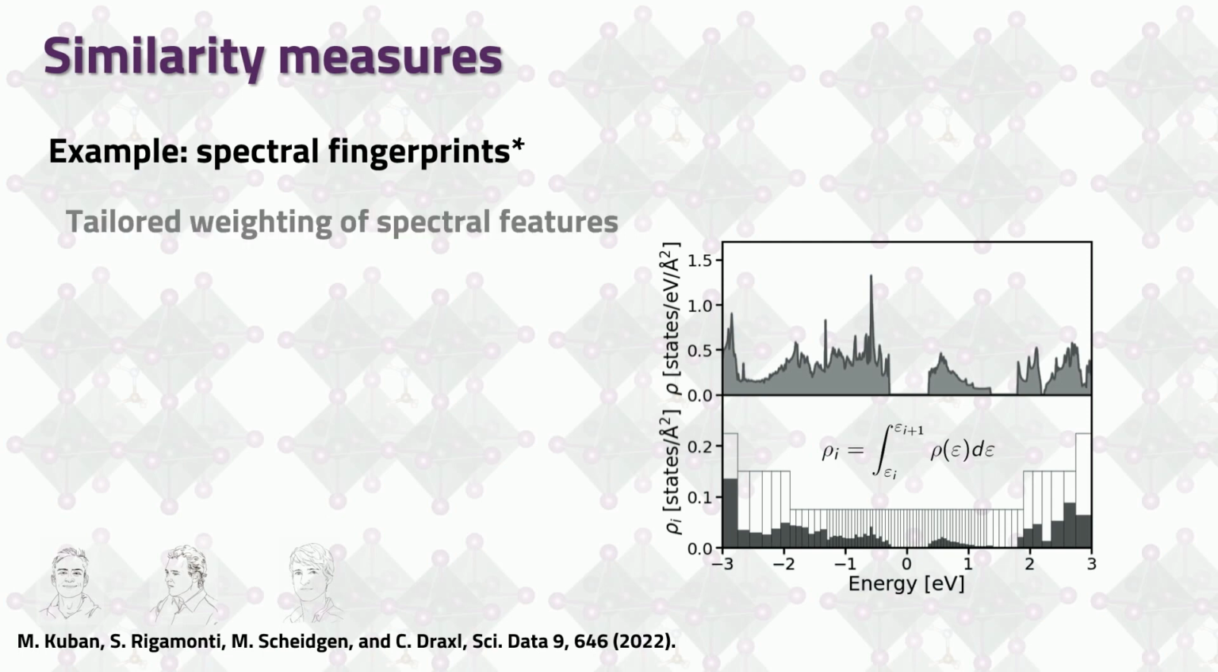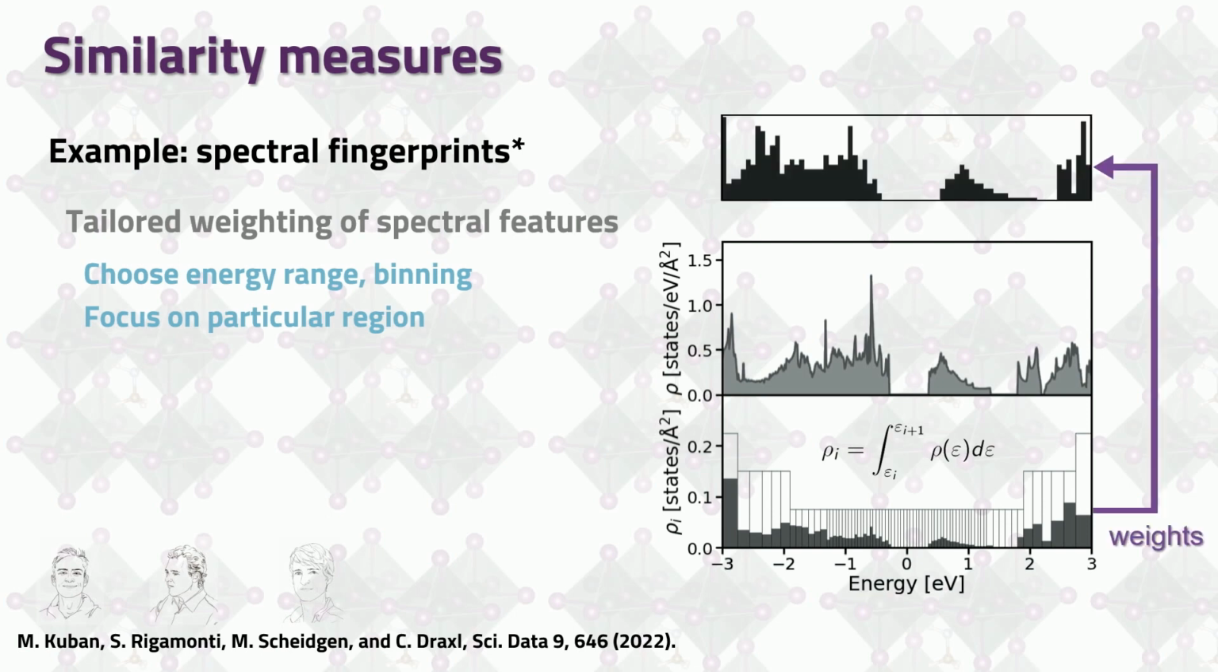And of course, you can tailor this fingerprint because you may want to weight, for instance, this region more intensively than others. So you can use non-equidistant or equidistant bins. You can choose the energy range and the binning according to your needs. And then you can assign this integrated density of states to each bin, and you get what you call a fingerprint, right? So this is the fingerprint that stands for this density of states.